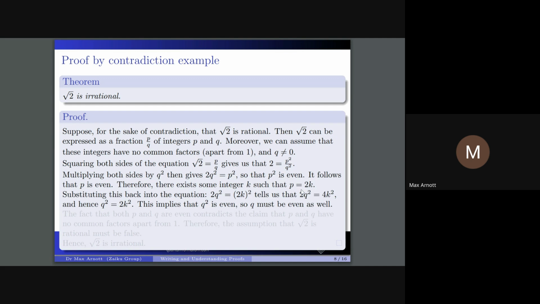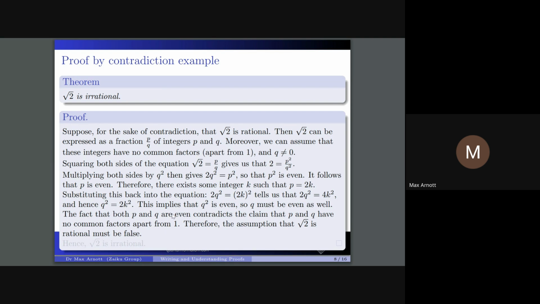Well, when we substitute this back into this equation here, we're going to get 2q squared is equal to 2k all squared, and therefore 2q squared is equal to 4k squared. And this is what you end up with. Q squared is equal to 2k squared, and because k is an integer, q squared must be even. And by the same logic, q is even again.